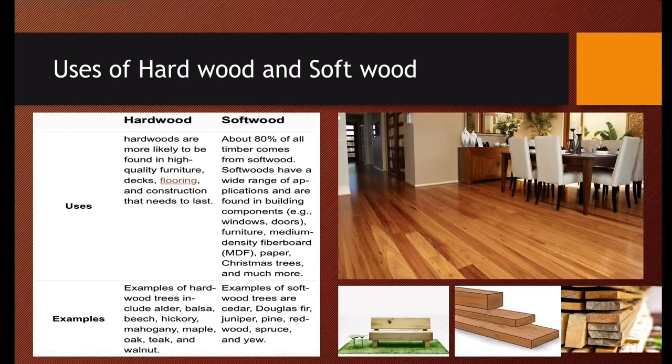Whereas in softwood, about 80% of all the timber comes from softwood, and it is used in building components, for example windows, doors, furniture, medium density fiberboard MDF, and for paper, Christmas trees, and many more things. Some examples are also given.